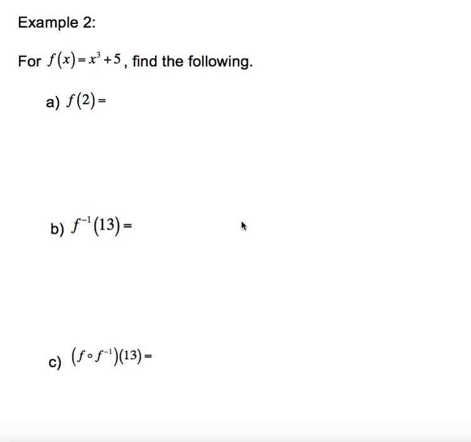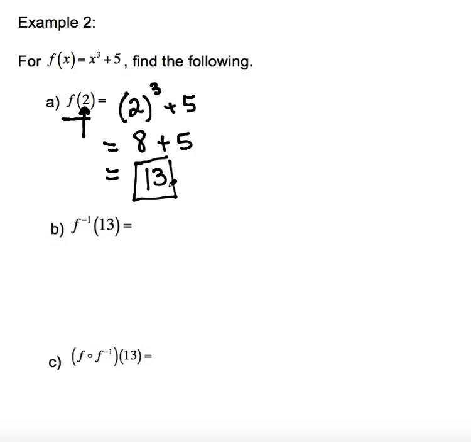Example 2. For f of x equals x cubed plus 5, find each of the following. The first thing we're trying to find is f of 2. That simply means to take this 2 and plug it into the function wherever we see an x. So f of 2 is equal to 2 to the third power plus 5. 2 to the third is 8, and 8 plus 5 is equal to 13. So f of 2 is equal to 13.